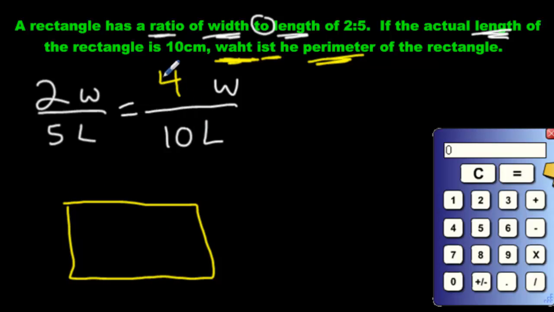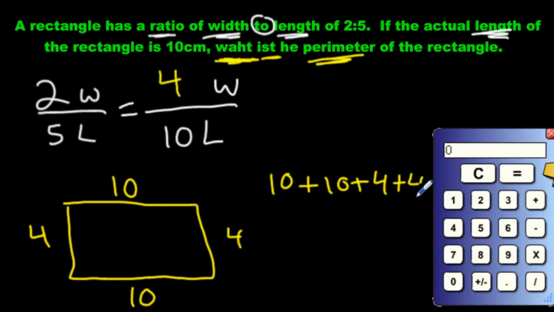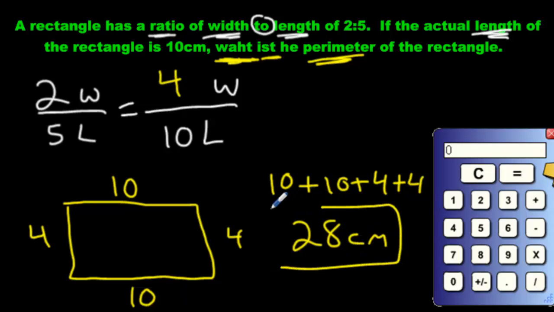We know that the real rectangle is going to be 4 for width and it's going to be 10 for length. So this has to be 4. This has to be 10. And the perimeter is going to be 10 plus 10 plus 4 plus 4. And you're getting 28. 28 centimeters is our perimeter.